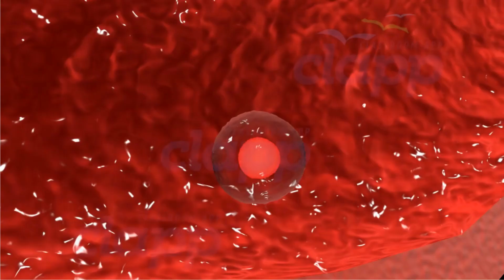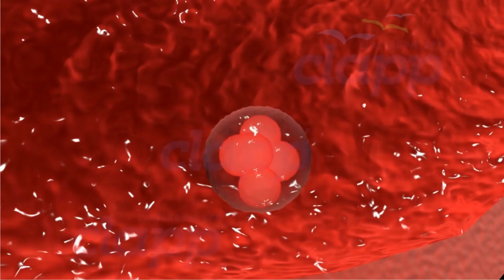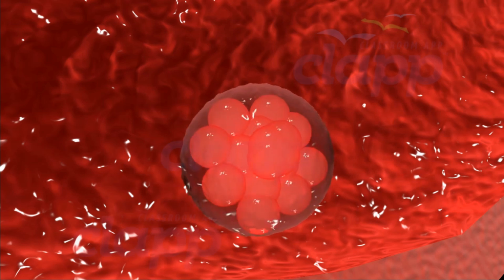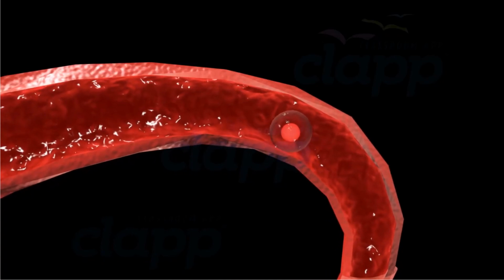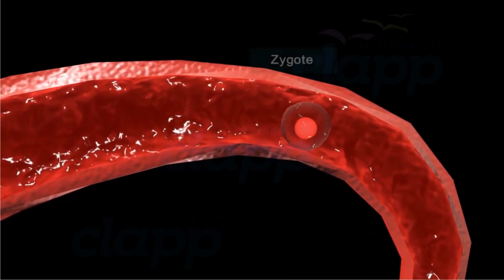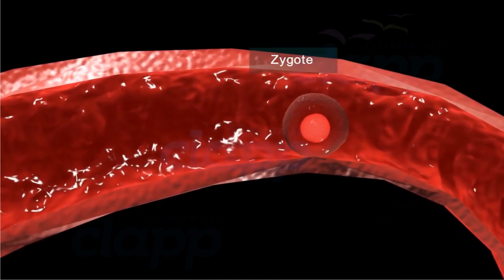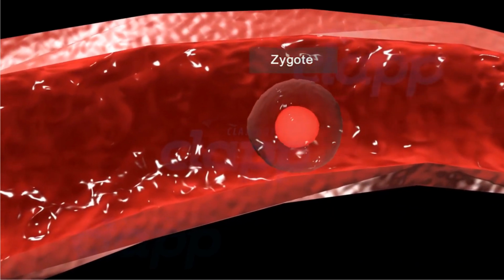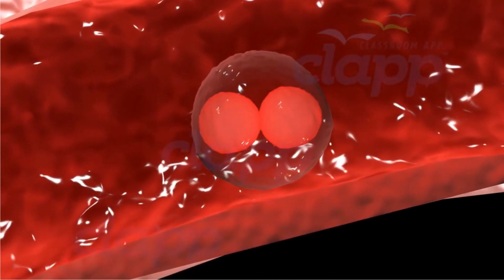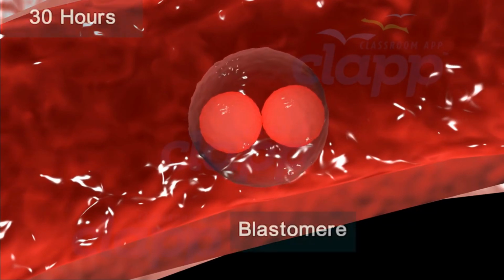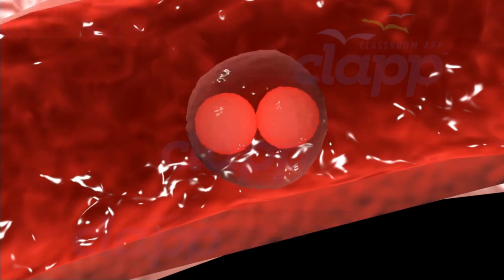Cleavage and implantation. Following fertilization, the zygote undergoes repeated mitotic divisions called cleavage. This occurs while the zygote moves through the isthmus part of the fallopian tube towards the uterus. First cleavage is completed after 30 hours of fertilization. Zygote is divided completely into two. The daughter cells formed during cleavage are called blastomeres.